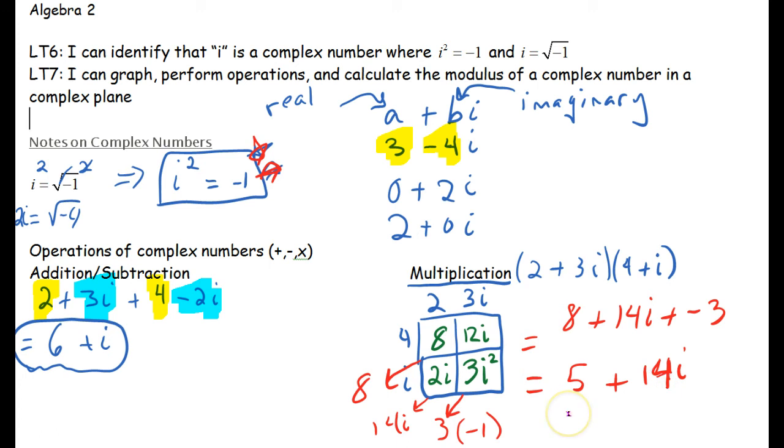So there's the product of two complex numbers. There's no i squared, it becomes negative 1, and then we just combine like terms to find our resultant.